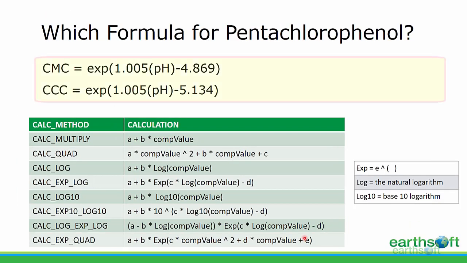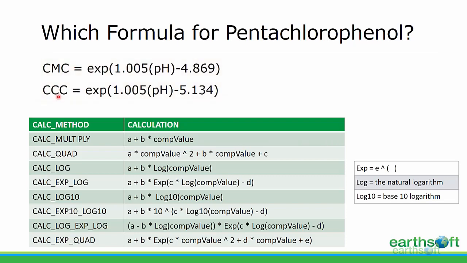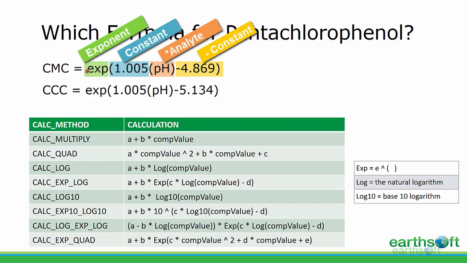So if we're looking for the particular formula for pentachlorophenol, we can take a look at this example here. So we've got our CMC level and CCC. Remember, those are basically the exact same formula. So we'll slow this down a little bit and talk through it a bit more. So first, it's the exponent of a constant times a contingent analyte minus another constant. So we know that we're going to need to look for a formula that includes the exponent function.